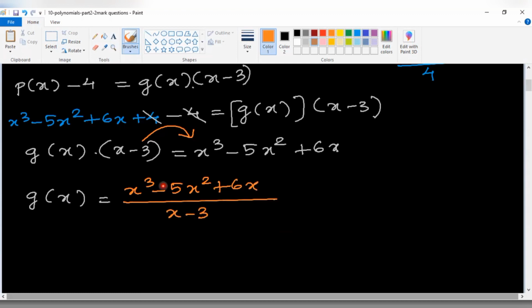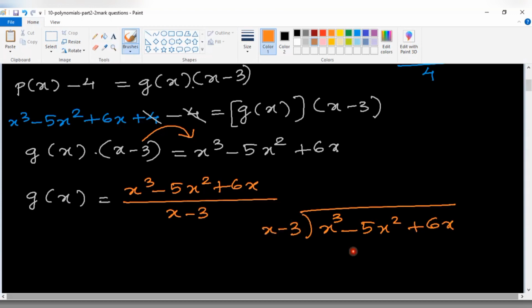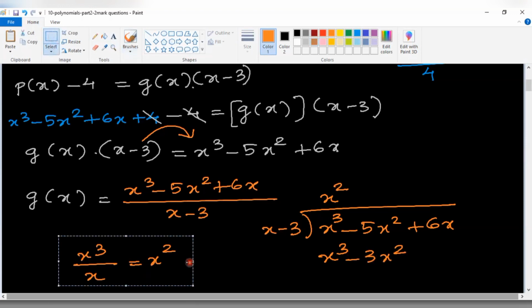So we have to do the division. Okay, let us write it. X cube minus 5x square plus 6x is to be divided by x minus 3. So here the first term is x cube and here it is x. When we divide x cube by x, what we get? It is x square. So the first term here is x square. Now x square into x is x cube, x square into minus 3 is minus 3x square. So this is the first step.